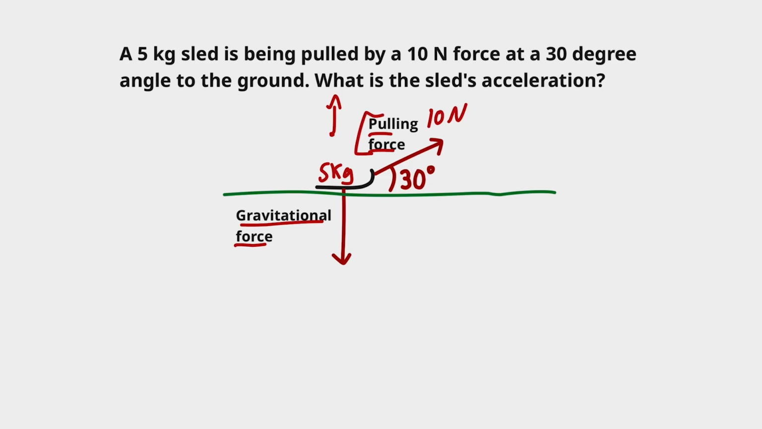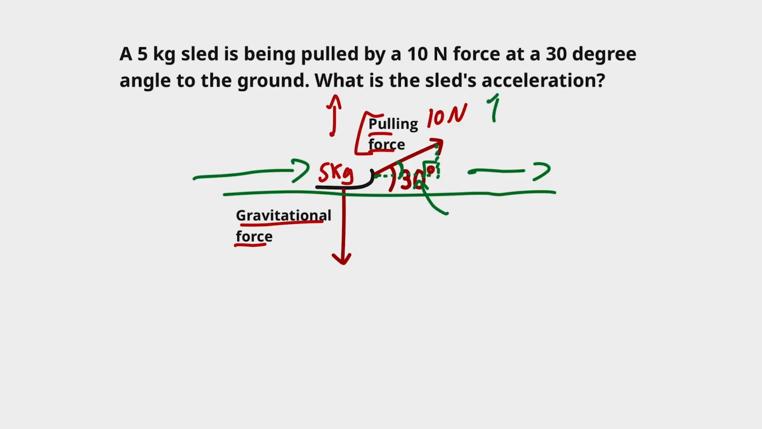We need to break this force down into its components, so I'm drawing a dotted line for the two sides of this vector. This turns it into a right triangle that has an angle of 30 degrees right there. Since we are only wondering about the sled's motion in the x direction, then we only have to worry about this side of the triangle.